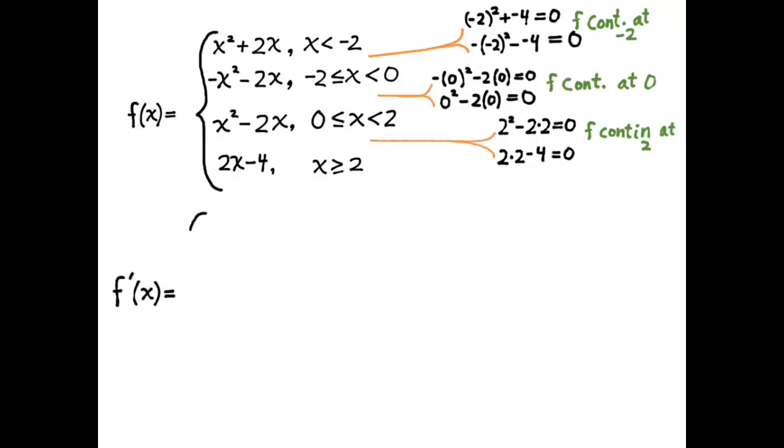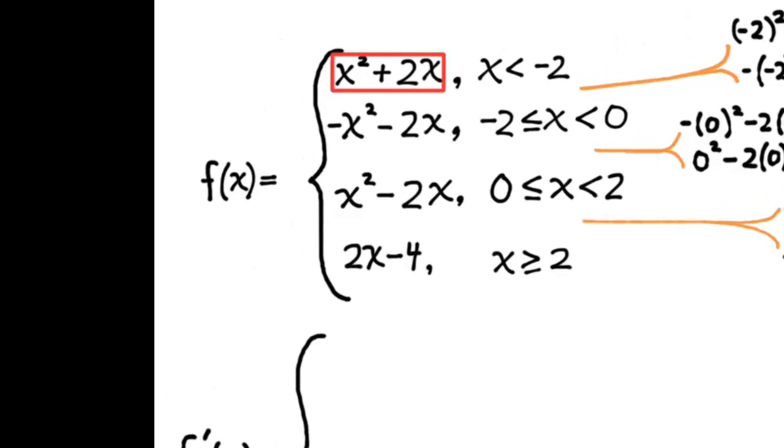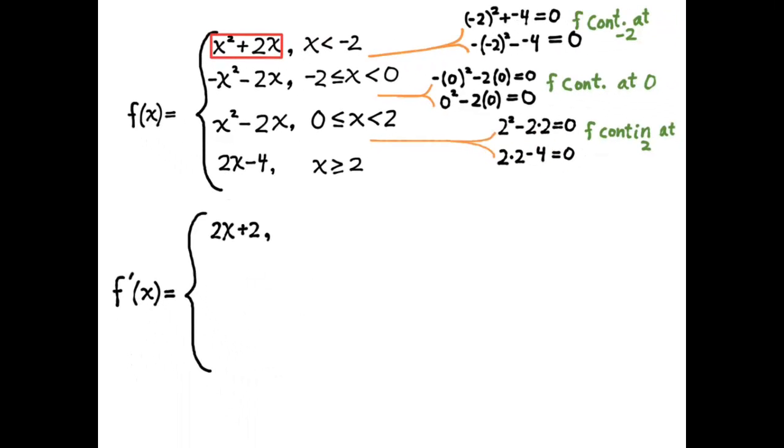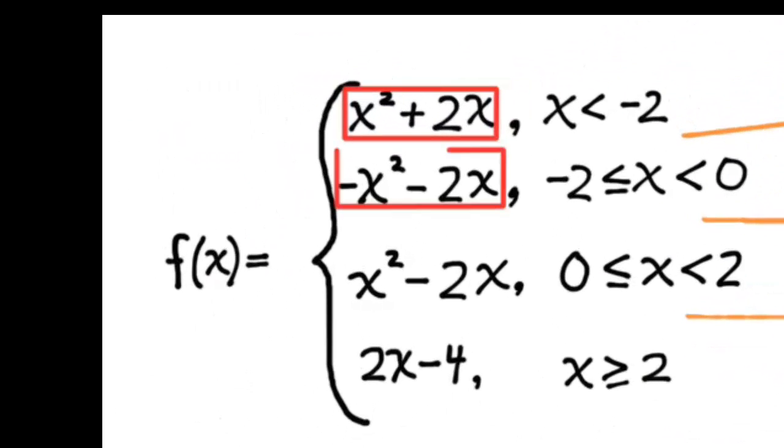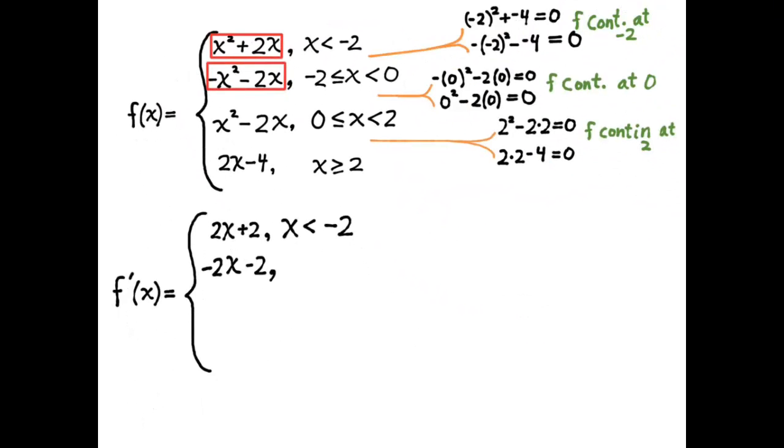Now let's compute the derivative, f prime of x. Well, that's also a piecewise function. The first piece is found by differentiating x squared plus 2x, and I get 2x plus 2. Where does 2x plus 2 apply? The same subdomain as x squared plus 2x. x is less than negative 2. Next, I differentiate the next part, and I get negative 2x minus 2, and that applies in the same subdomain.